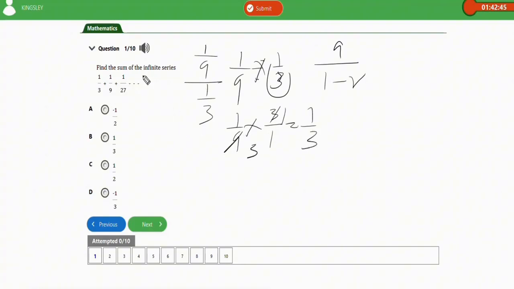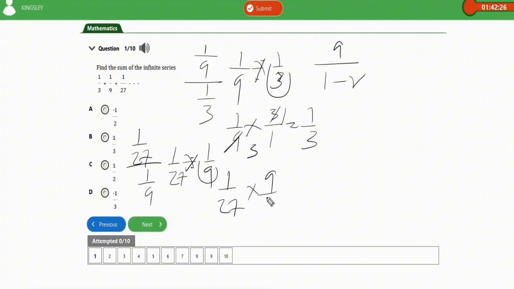Now, it's either you do it this way, or you do 1 over 27 divided by 1 over 9. You change this to multiplication, which gives you 1 over 27 times 9 over 1. 9 into 9 is 1, 9 into 27 is 3, so you still get 1 over 3. So the common ratio r is 1 over 3.